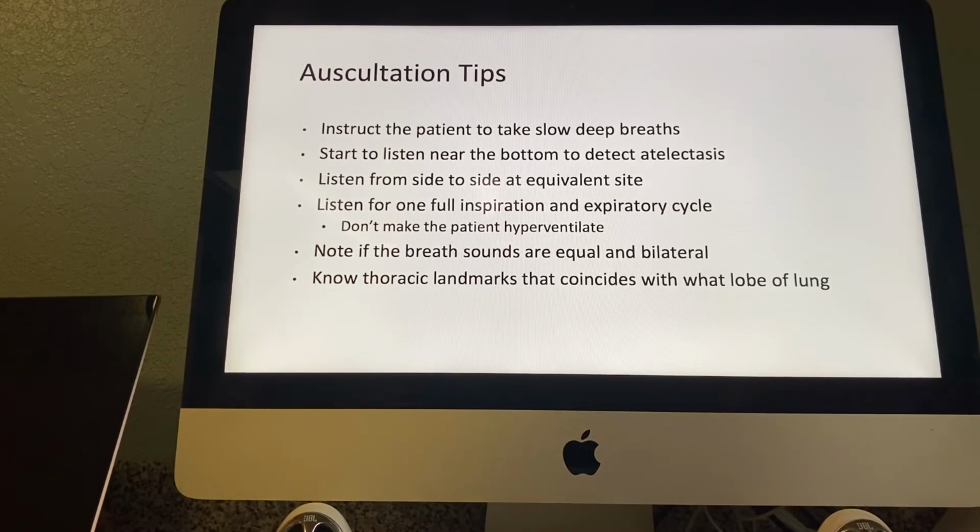Don't make the patient hyperventilate. That's super important. You just want them to take a slow, deep breath, but not so deep that they're hyperventilating by the time you're done listening to all your auscultation sites.